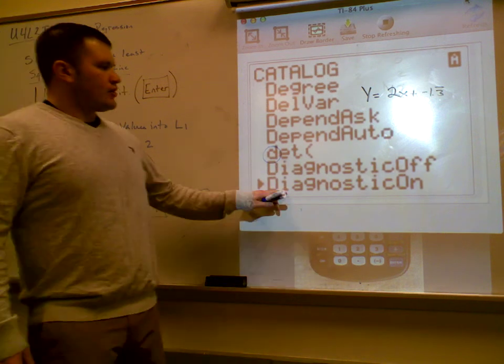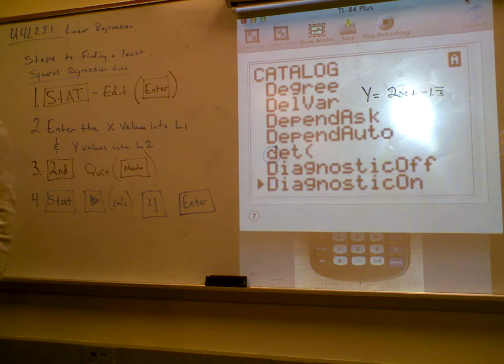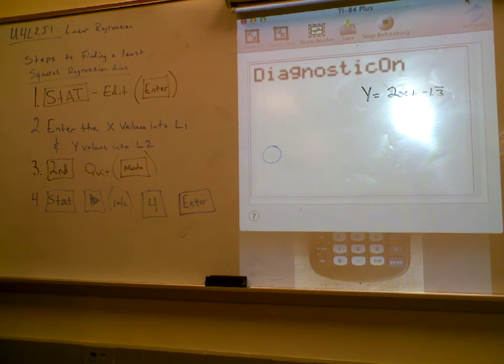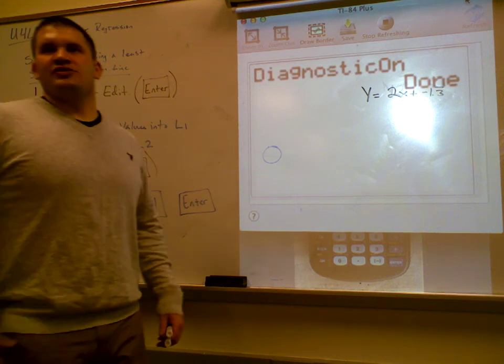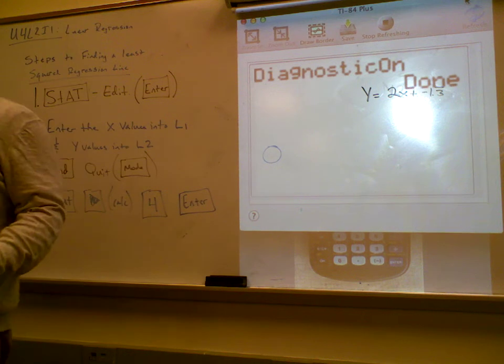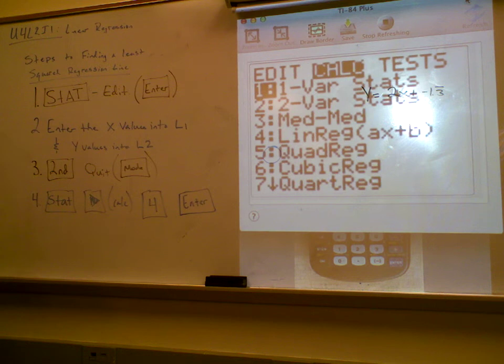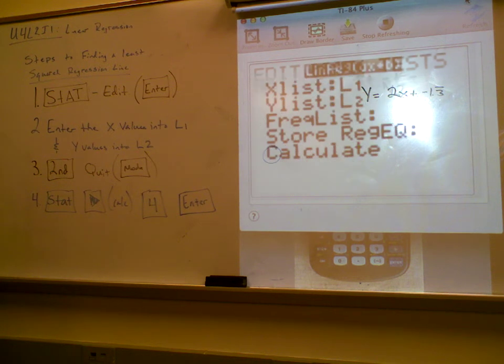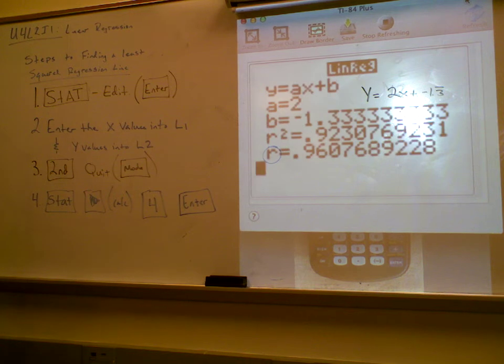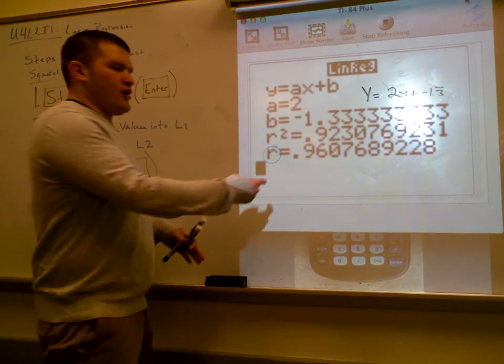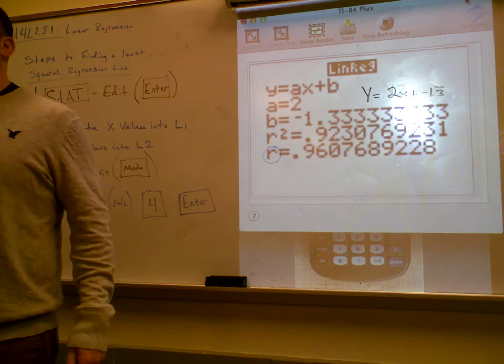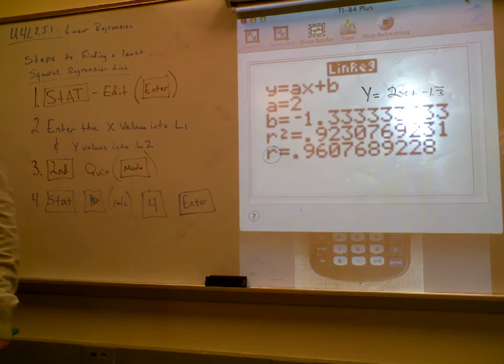When I get to diagnostic on, hit enter. And this is really exciting what happens next. Hit enter again, it says done. So what this means is now my R value is on. So I go through stat, calc, 4 again, hit enter, go down and calculate, and hit enter. I get the same thing, and my R value should now appear. Any questions about that?